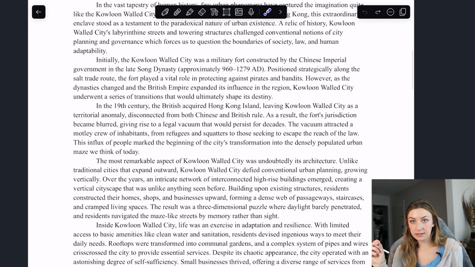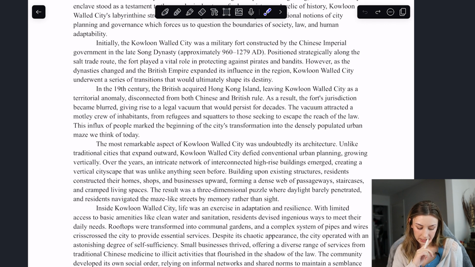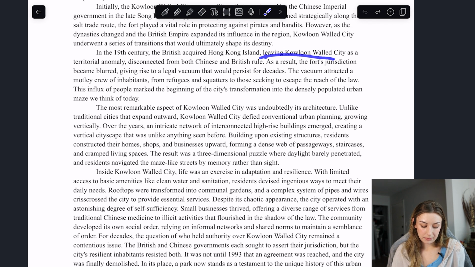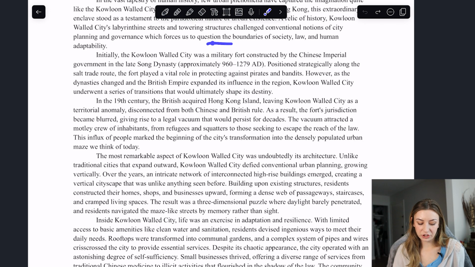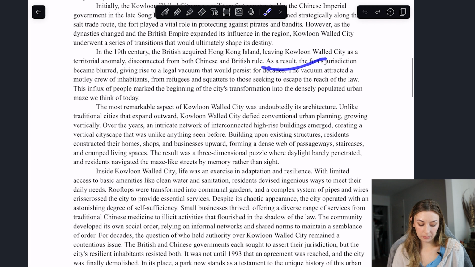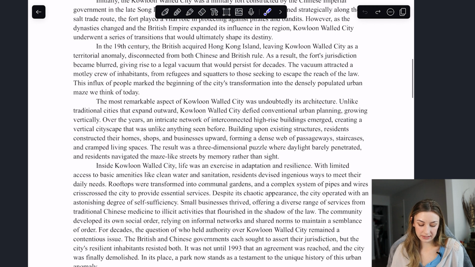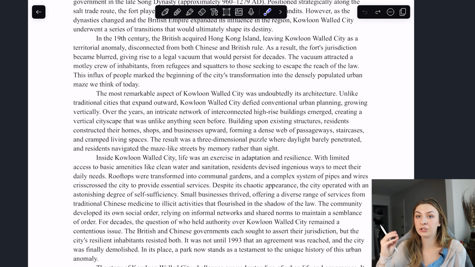These are arguments. The vacuum attracted a motley crew of inhabitants, from refugees and squatters to those seeking to escape the reach of the law. This influx of people marked the beginning of the city's transformation into the densely populated urban maze we think of today. So this is a new argument. I don't know if it's going to be a main argument that I'm going to put in my Four Corners, but this is definitely a new argument, that there was this sort of questioning of the boundaries of law that was mentioned in the first paragraph. We're getting a little bit more evidence for it right here, right? So that's turning it from just a detail into an argument.